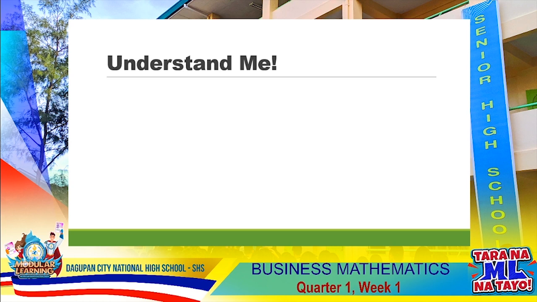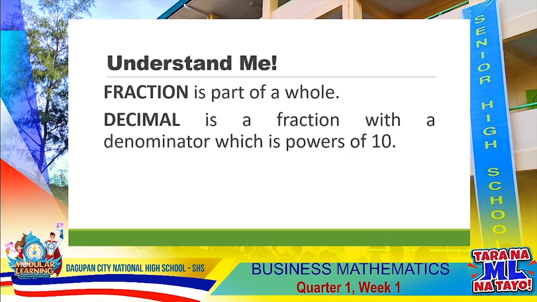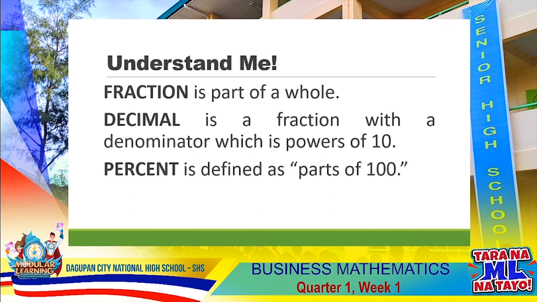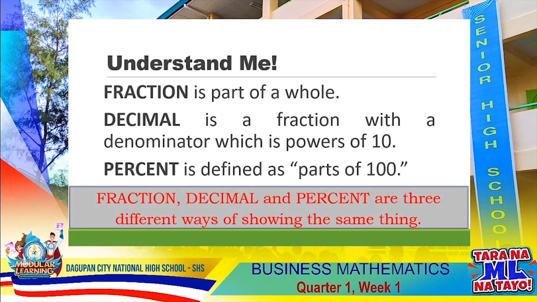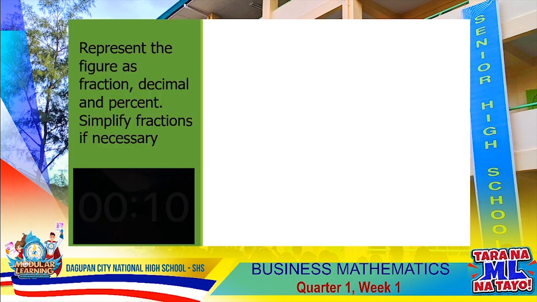Let us recall the definition of the following terms. Fraction is part of a whole. Decimal is a fraction with a denominator which is a power of 10. Percent is defined as parts of 100. Remember, fraction, decimal, and percent are three different ways of showing the same thing.